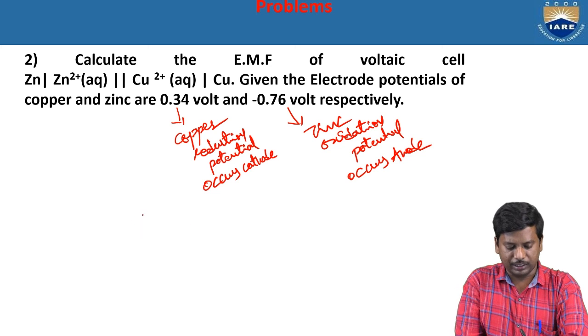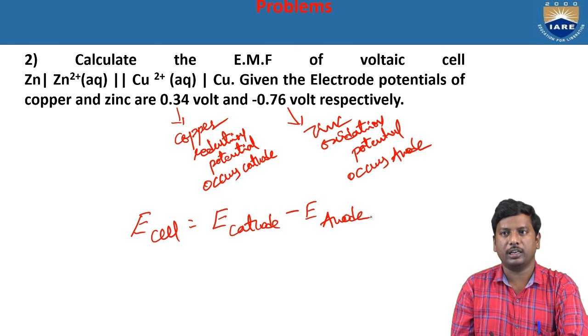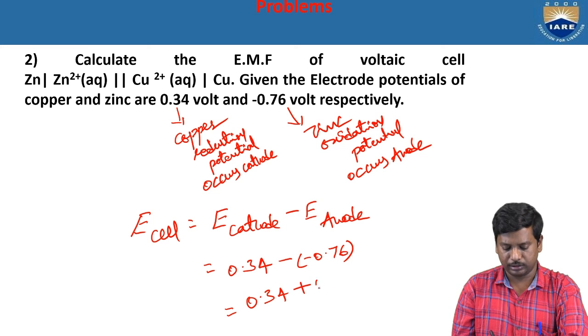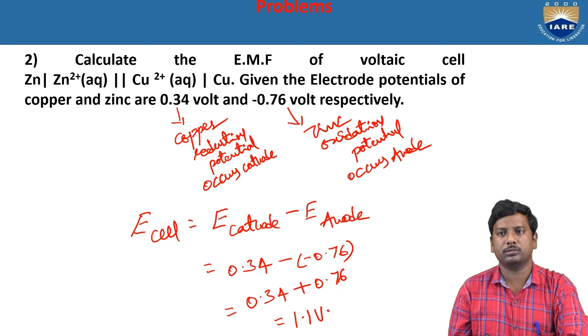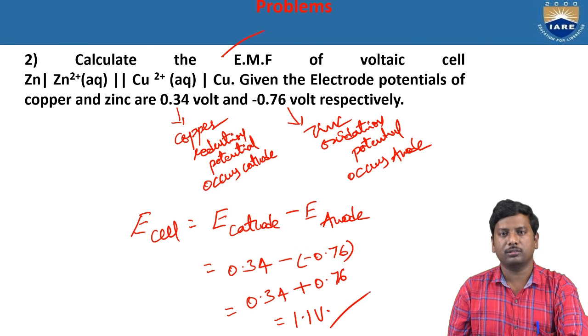Now the formula is E cell equals the potential at cathode minus the potential at anode. The potential at cathode is 0.34 volts minus the potential at anode, minus 0.76 volts. That means 0.34 minus of minus, plus 0.76, we get 1.1 volts. So the EMF of the voltaic cell is equal to 1.1 volts. This is the solution for model problem 2.